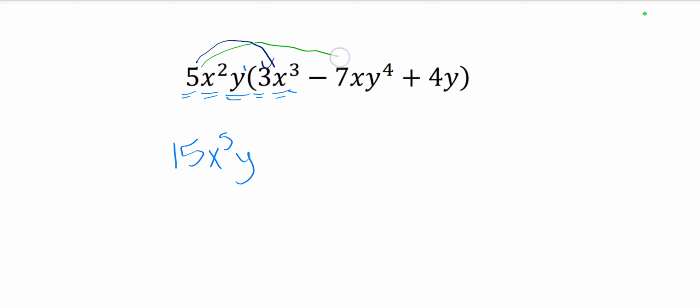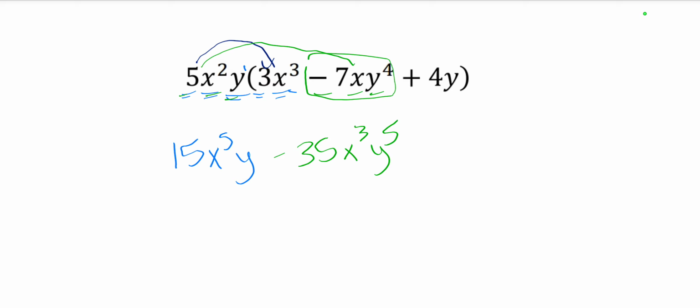I'm going to take 5x squared y times the next guy, making sure that I have a -7 with it. A 5 times a -7 is a -35. An x squared times an x, add the exponents, is x cubed. A y to the 1st and a y to the 4th, add the exponents, is y to the 5th.